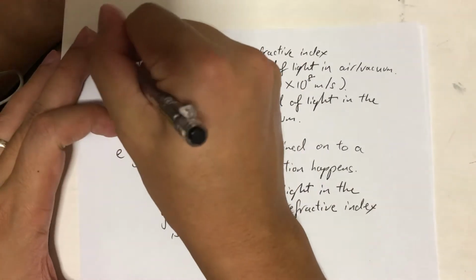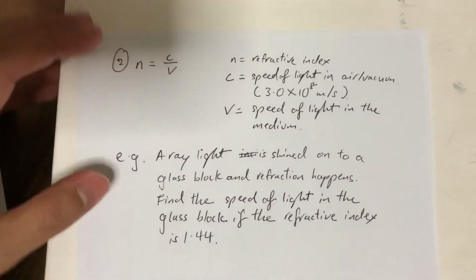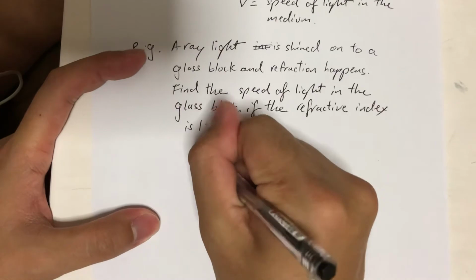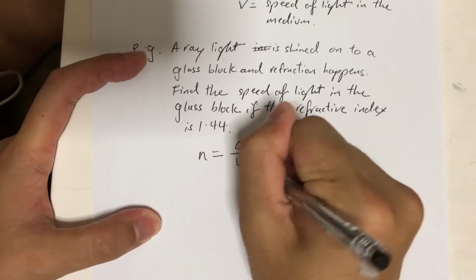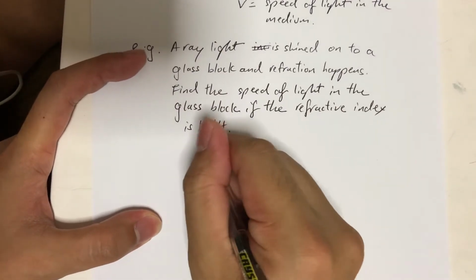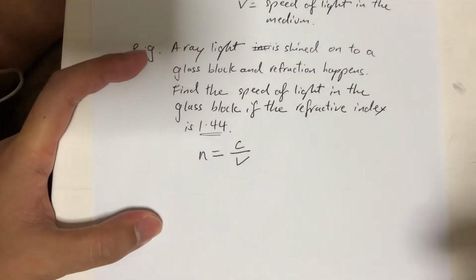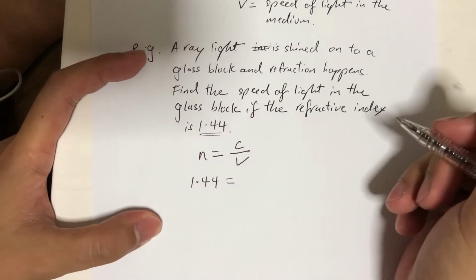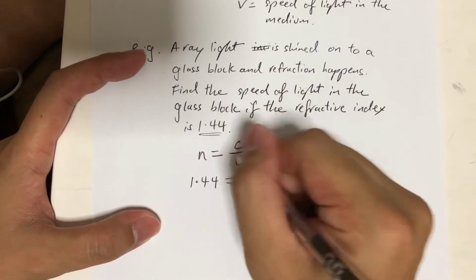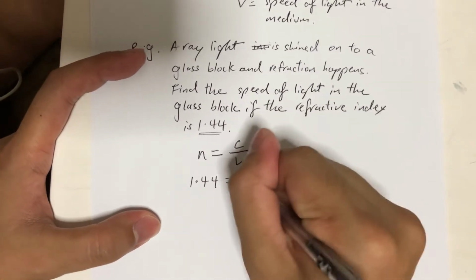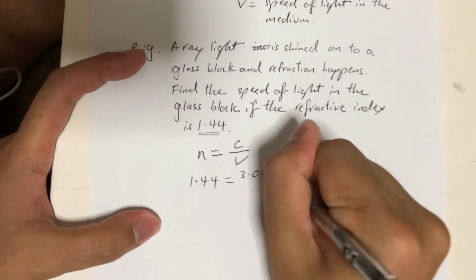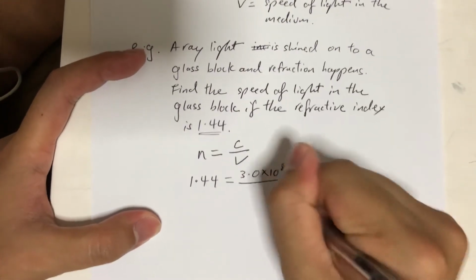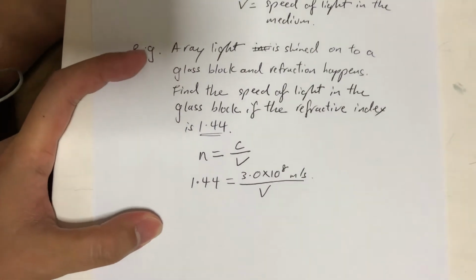So this is our second formula: n equals c over v. Let's apply it quickly. In this question itself, we are already given the refractive index as 1.44. So let's substitute immediately. c is something that we already know. c is actually 3.0 times 10 to the power 8 meters per second, which leaves us with v.